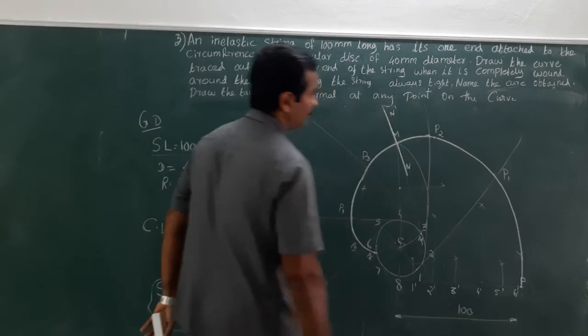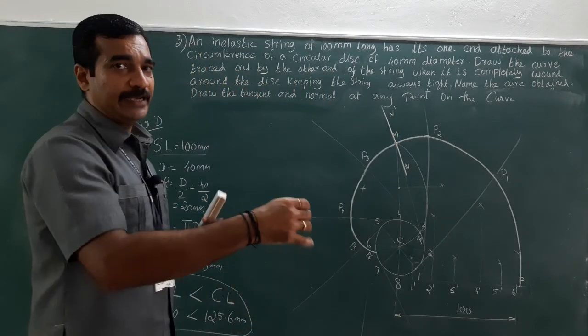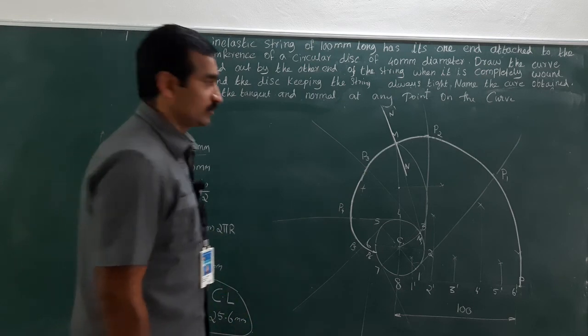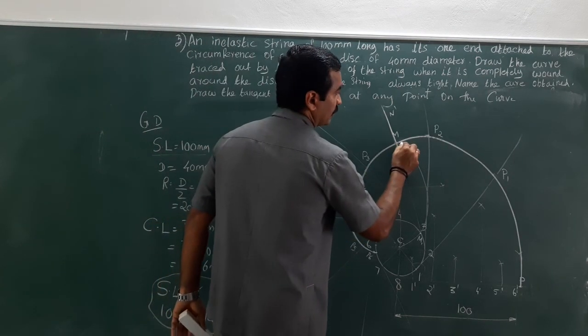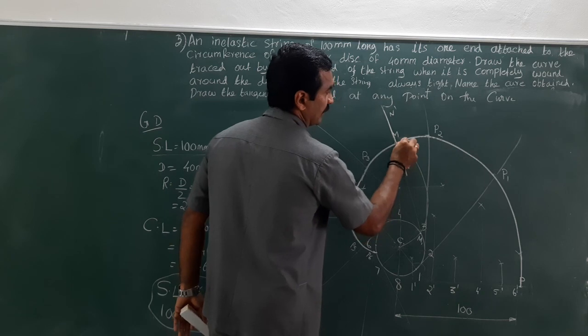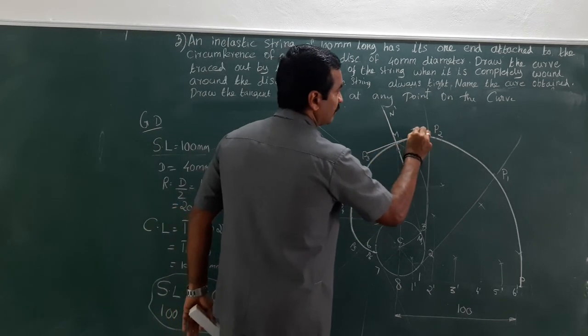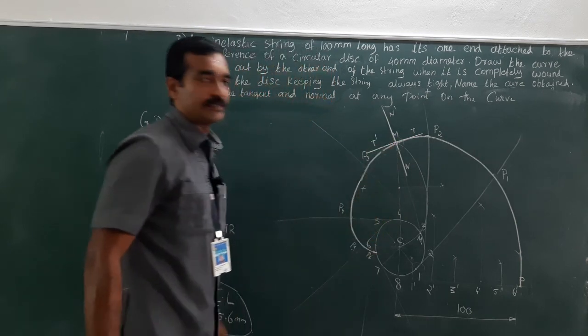N dash. If you draw a 90-degree line to the normal, it is called the tangent, isn't it? Any perpendicular line. So keep your protractor in this manner, choose 90 degrees, and draw a line passing through M, which is T dash, the tangent.